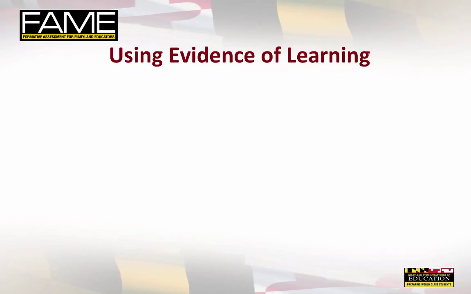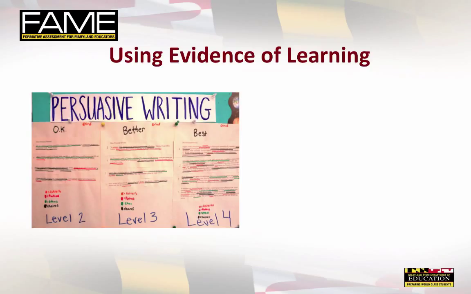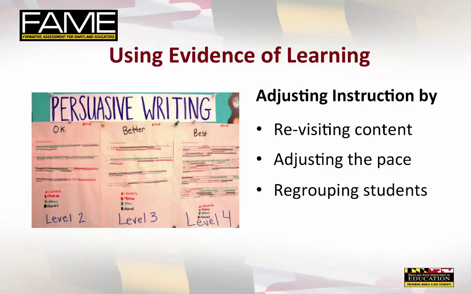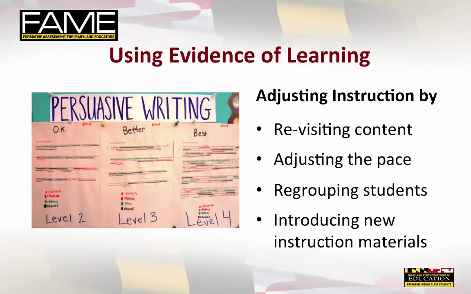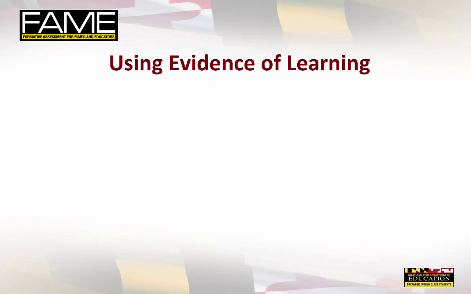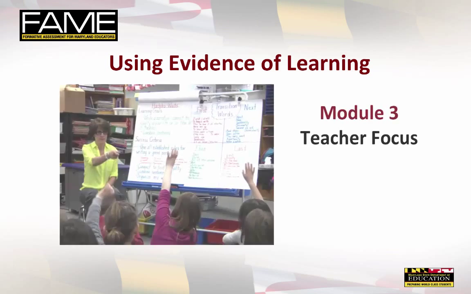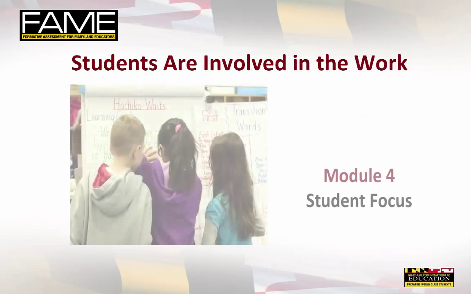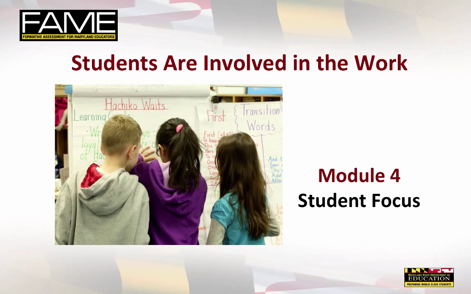Teachers adjust instruction based on their interpretation of the evidence, either by revisiting content, adjusting their pacing, regrouping students, or introducing new instructional materials. It's this adjustment that makes the data formative. Ultimately, collecting and using evidence of learning is the responsibility of both the teacher and the learner. In this module, the focus is on having teachers gain this understanding. In Module 4, we'll focus on the student's role in collecting and using evidence of learning.